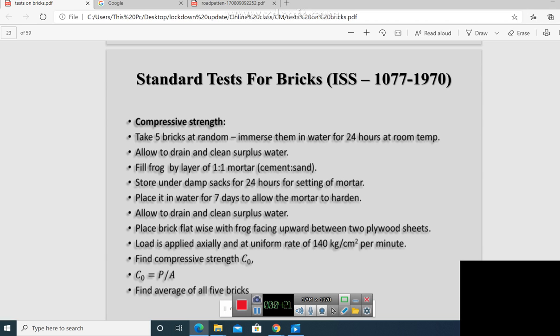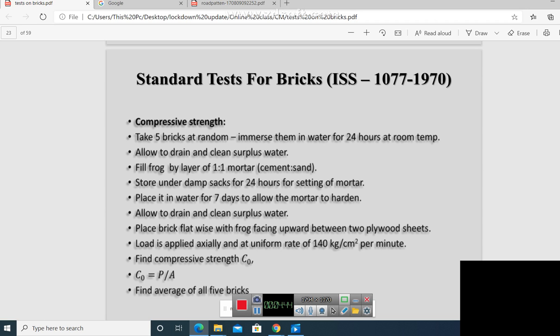Okay. So the most important test for brick is to determine the compressive strength of brick. To determine the compressive strength of brick, you are taking 5 bricks at random. These 5 bricks are immersed in water for a time period of 24 hours at room temperature. And after immersion, you allow the excess water to drain.